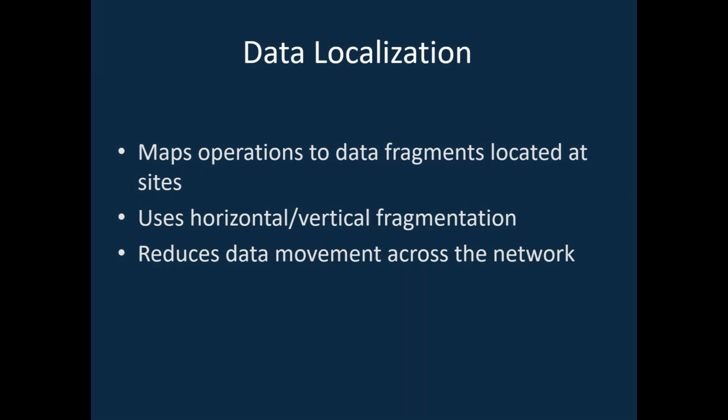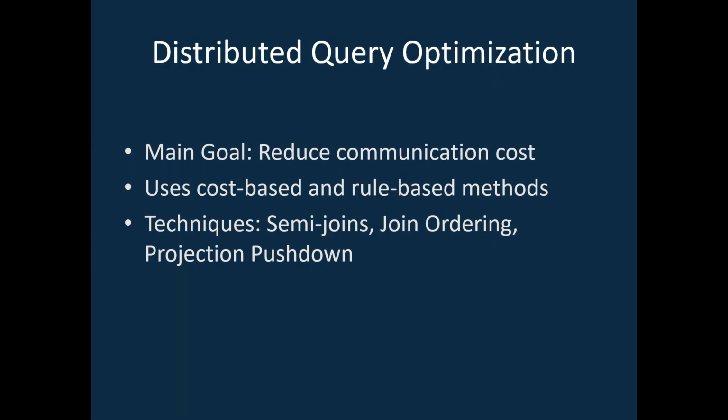The third step is distributed query optimization. This is the most important part. The main goal is reducing the communication cost. What does query optimization do? It selects the best execution plan.